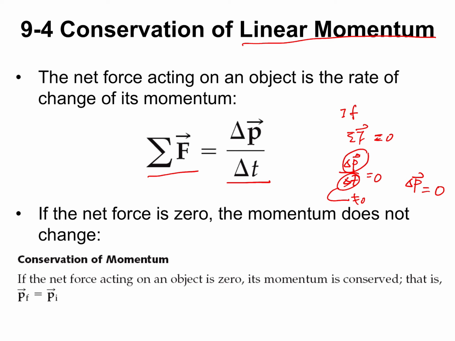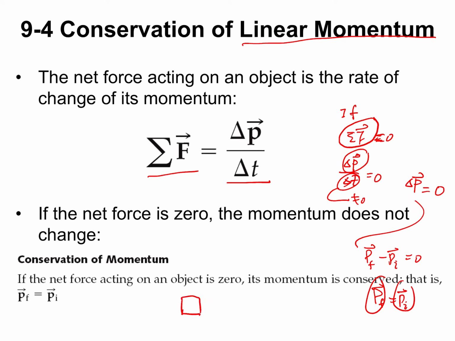Change in momentum is 0 means final momentum minus initial momentum is 0, which means P_F equals P_I. So momentum is the same before and after. That's the meaning of momentum conservation. Momentum conservation happens under one condition: net force equals 0. This net force can be on an object, or on multiple objects if you consider them as a system.